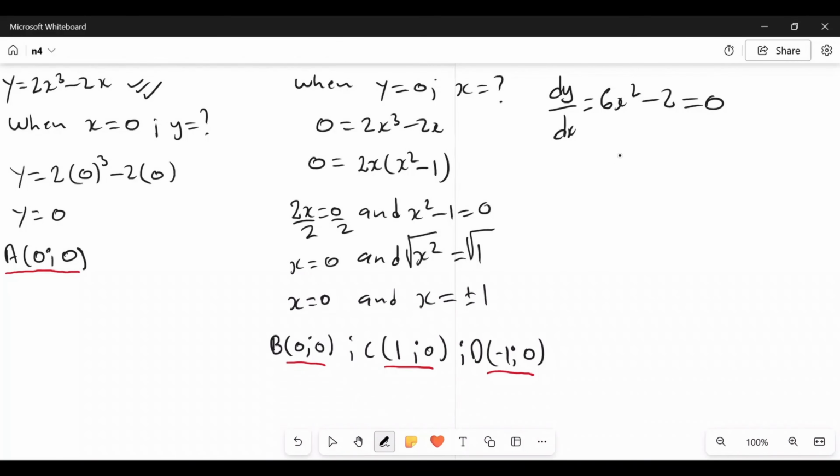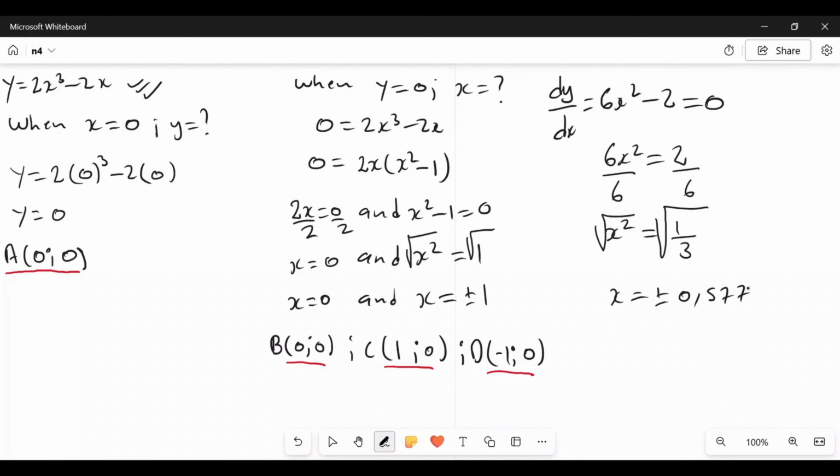Remember that. Then from here, we have to transpose this negative 2 to the right-hand side. So we're going to be left with 6x squared is equal to 2. And from there, we divide by 6 throughout. As we divide by 6, on the left-hand side, we're going to be left with x squared is equal to 1 over 3. But we are not looking for x squared. We're actually looking for x, so we have to square root both sides. As you do that, we're going to have x equal to plus or minus 0.577. There we go. Now, these are our x values.